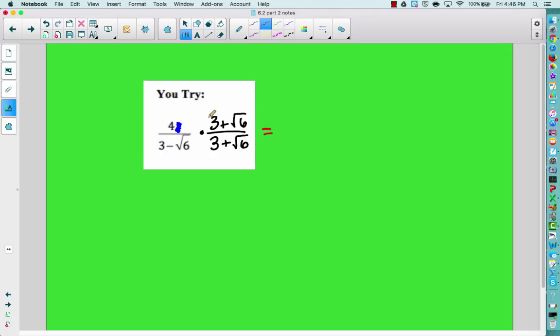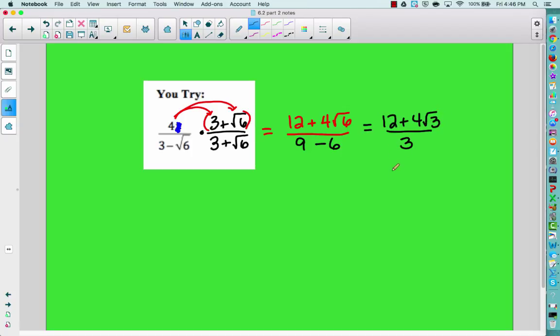All right, so I'm going to actually put parentheses so I know that means distribute, and I get 12 plus 4 root 6 in the top. In the bottom, it's the difference of squares, because when I multiply conjugates, it's the difference of squares. I don't need to FOIL. So I do 3 times 3, which is 9. A negative root 6 times a positive root 6 is going to give me negative 6. And then I'm going to simplify the bottom, which gives me 3. So 12 plus 4 root 6 over 3. And yes, I'm going to simplify the 12 and the 3 and the 4 and the 3. So I'm going to get 4 plus 4 thirds root 6.